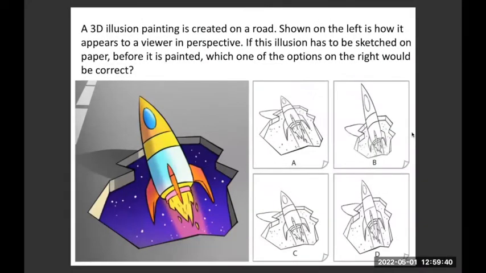The next part. So what is given is the final image of how this kind of graphic appears to somebody who is standing on the road. The person would perceive the graphic like this, as you're seeing in this 3D illusion art which is printed on that road. So if a drawing is made of how this will appear when you're looking from the top of the road rather than in perspective, which of the following options, A, B, C, D, will be true?